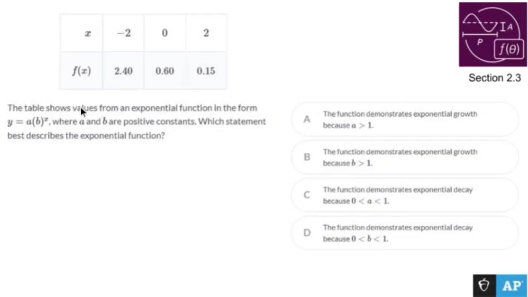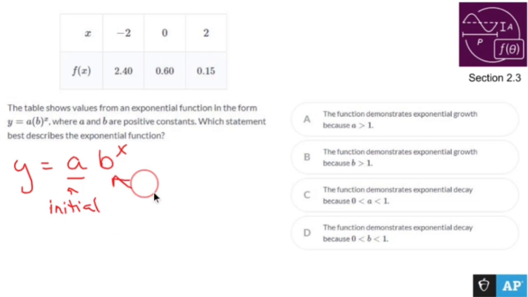The table shows values from an exponential function in the form y equals a b to the x, where a and b are positive constants. Which statement best describes the exponential function? So without doing too much, let's analyze what y equals a b to the x means. A is always going to be your starting point, your initial value, and b is going to be your common ratio, which you multiply every single time to get from one number to the next.